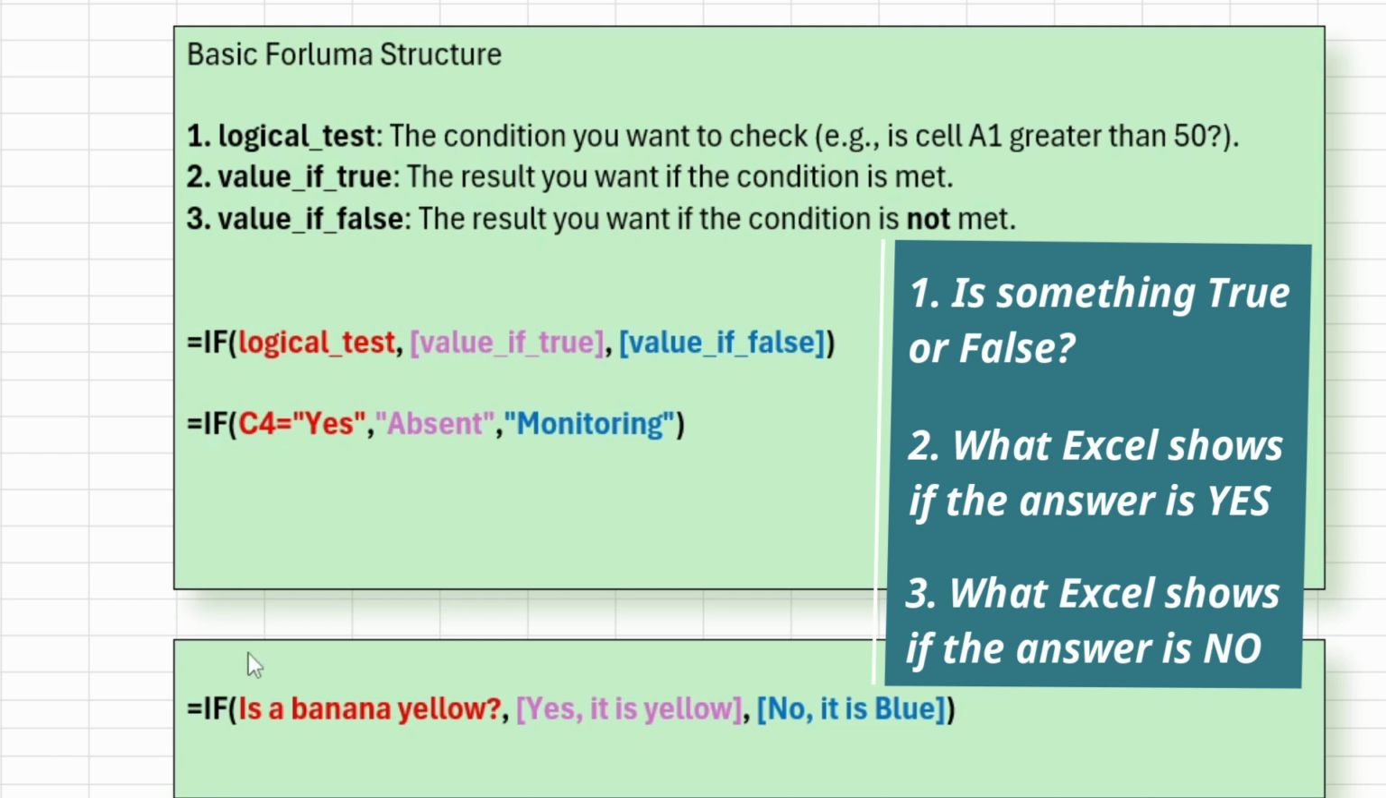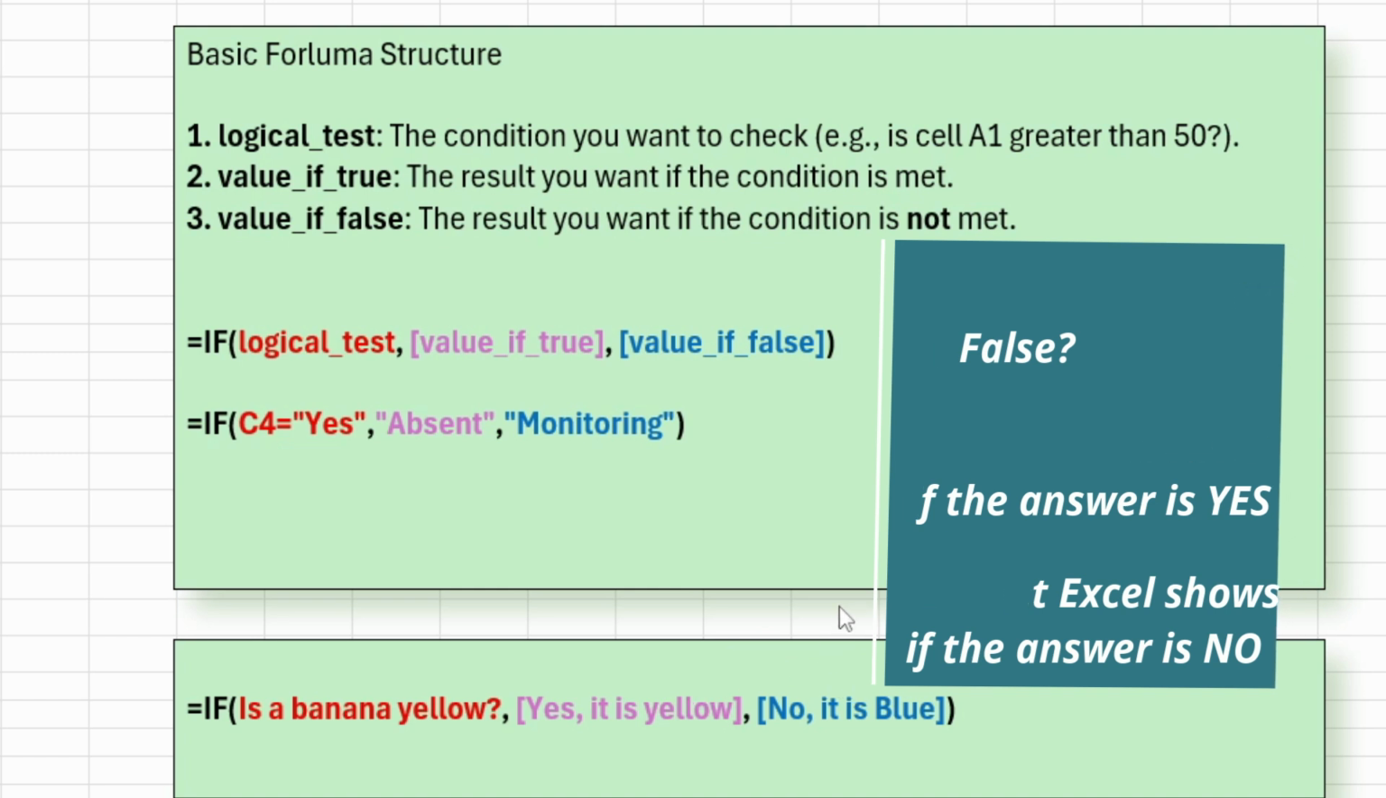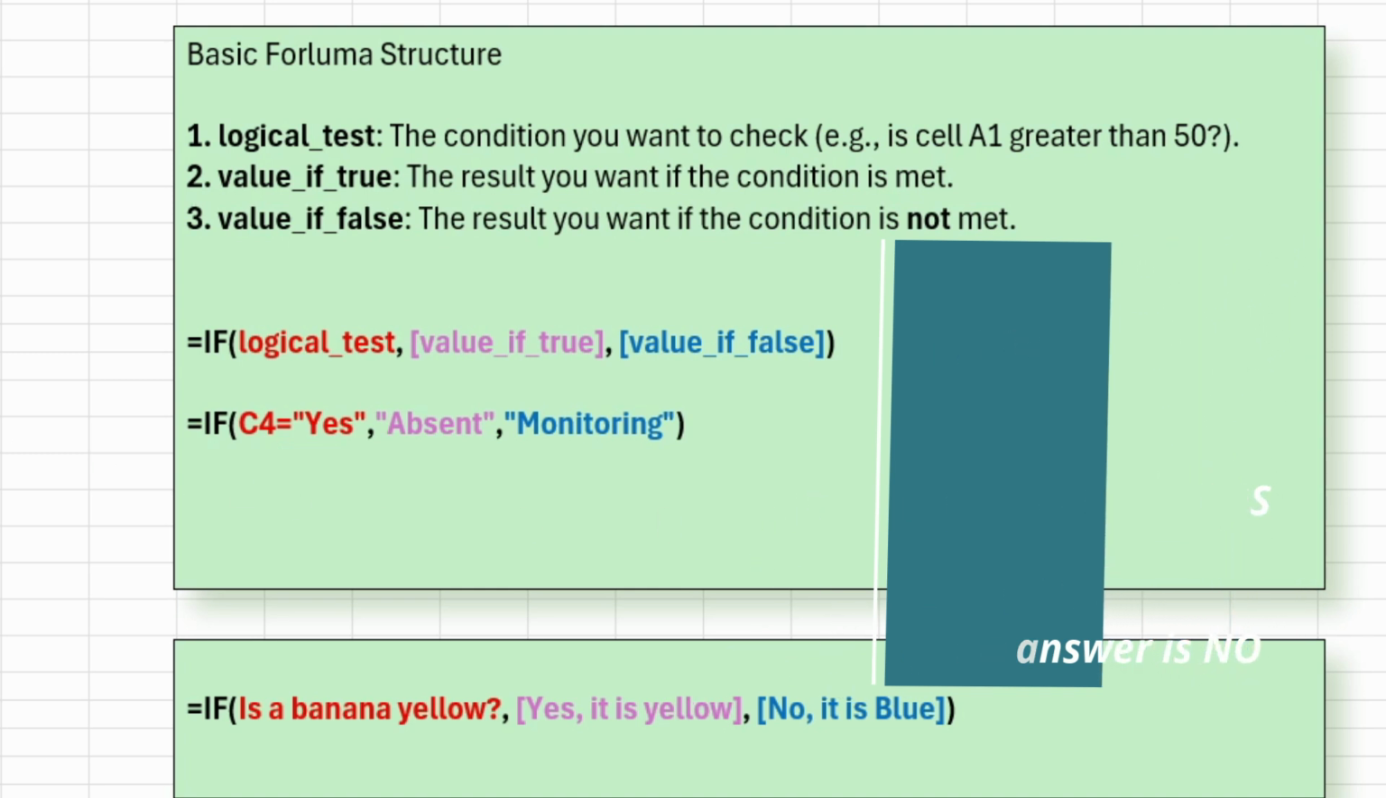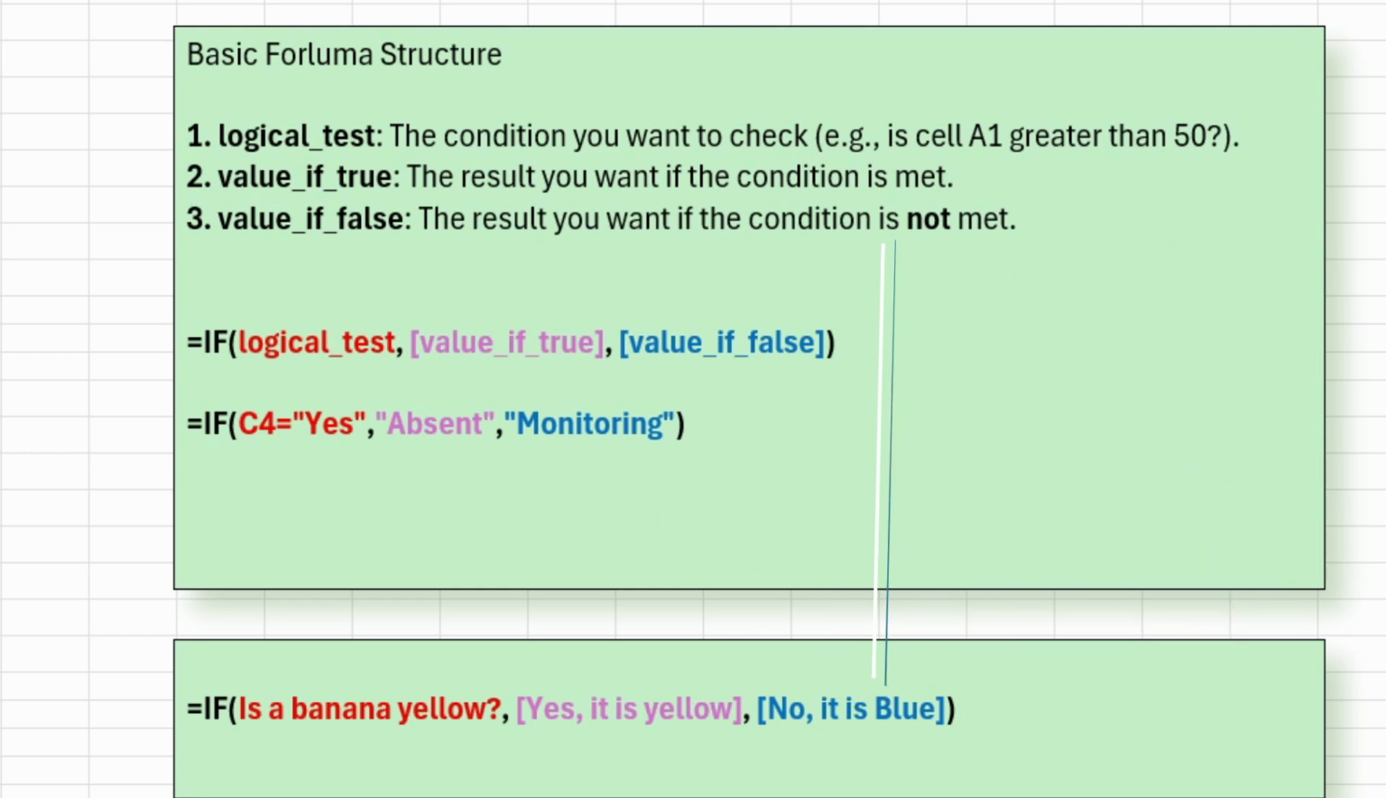The banana example. Maybe the easiest way to understand this is with the banana example. In the logical test, we ask, is the banana yellow? If the answer is yes, Excel shows, yes, the banana is yellow. If the answer is no, Excel shows, no, the banana is not yellow. If the banana is brown and emotionally collapsing, Excel will still say it's fine, because unlike your manager, Excel doesn't judge.